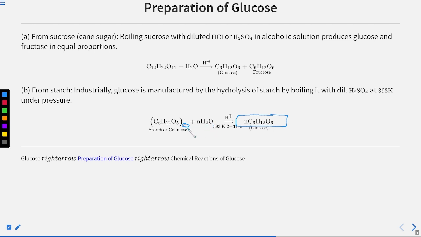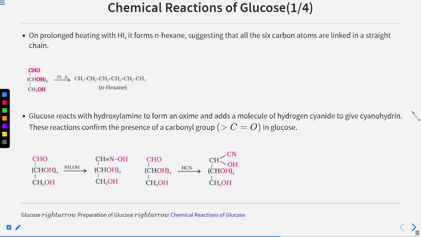Clear? So starch or cellulose is n units of C6H12O5, and when it is hydrolyzed, the hydrolysis is done in the presence of water and H+ at high temperature and high pressure. 2 to 3 bar pressure is considered very high. Then we get n moles of glucose. Now we will see the chemical reactions. So we have seen the preparatory methods.